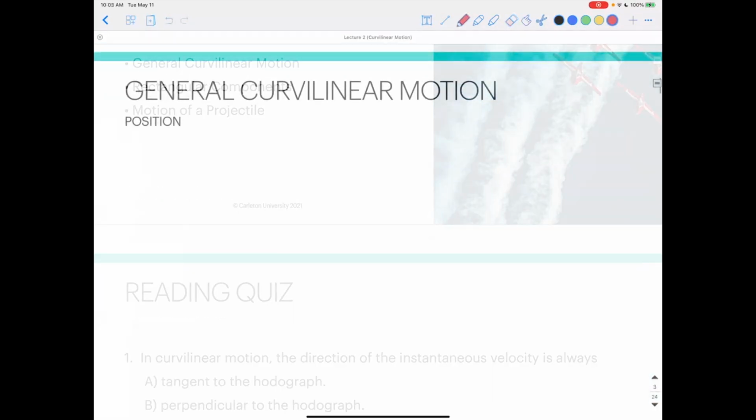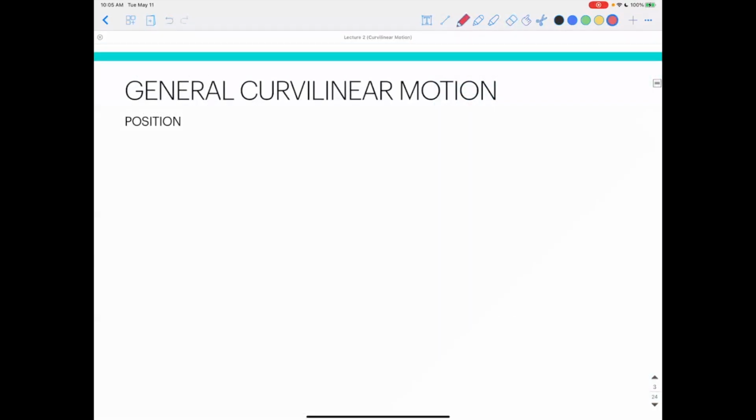All right, good. So in general curvilinear motion, just like we did with rectilinear motion, we have to describe position, velocity, acceleration, and all those fun things. So now instead of using just S, which was our path, we have to consider some direction as well, and that's where we introduce our position vector R.